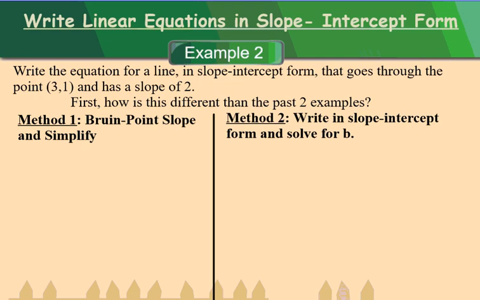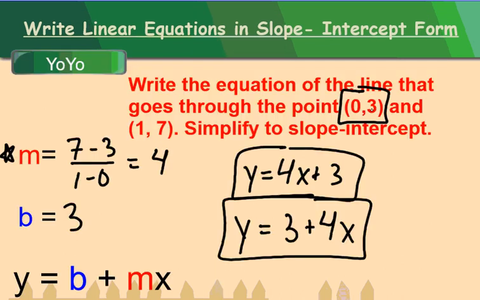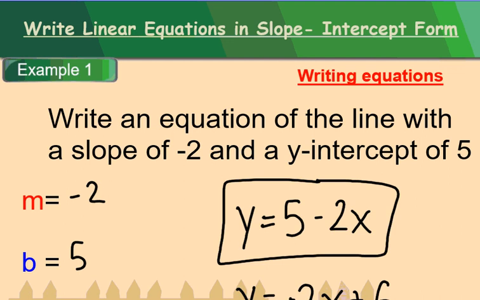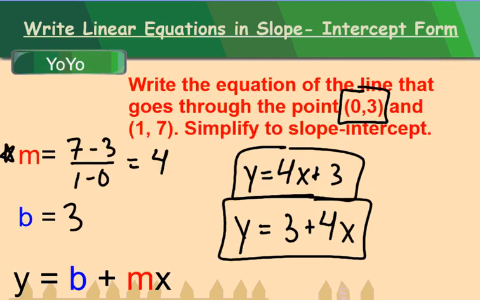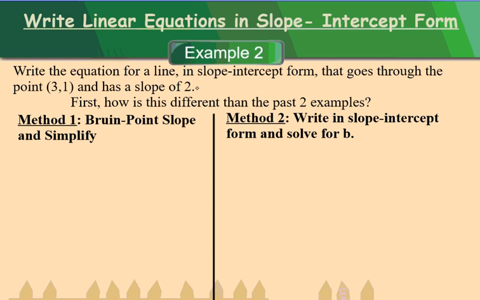Example number 2. This says, write the equation for a line in slope-intercept form that goes through the point (3, 1) and has a slope of 2. First, how is this different than the past 2 examples? Well, the difference is in the past 2 examples, one of the points was a y-intercept. If I look at this, this gives me a slope, so I know that, but I don't have the y-intercept. I just have another point.